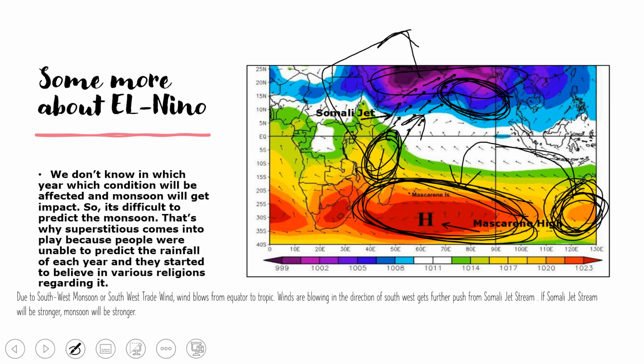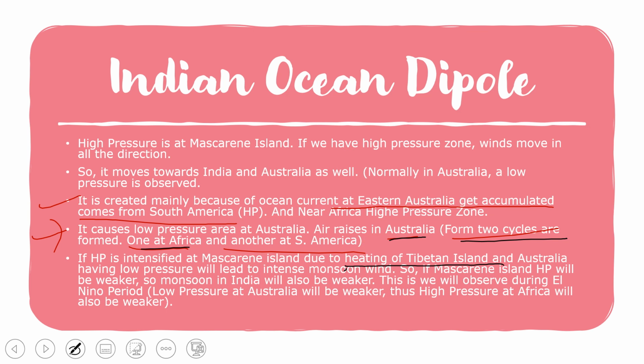Okay, so because you are getting that wind, that accumulation of water here, vaporizing from the low pressure of the Tibetan Plateau and from Australia also, this will create intense high pressure. The pressure gradient will be very, very high. So this will lead to very intense monsoon wind.